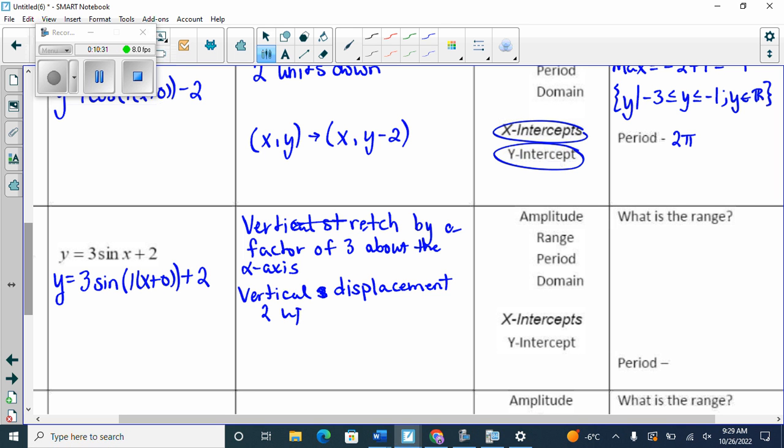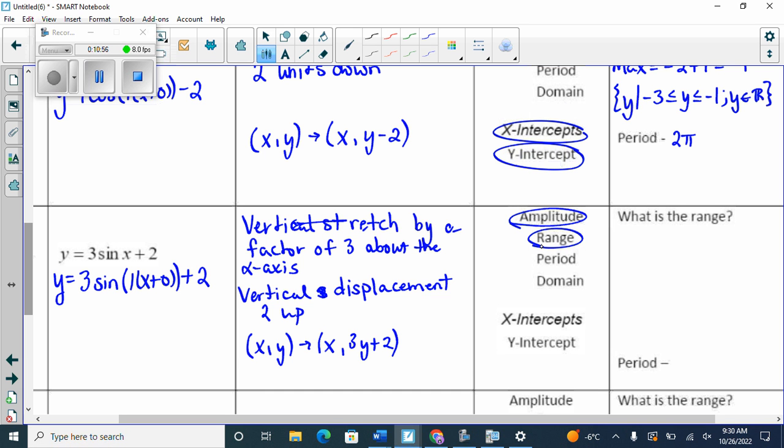Two up. If I go to do mapping, it would be x, y. Nothing happens to my x, so my domain would stay the same, all that stuff, right? So x and then 3y plus 2. Did the amplitude stay the same? Did the amplitude stay 1? No, change. Range? Change. Did the period change?